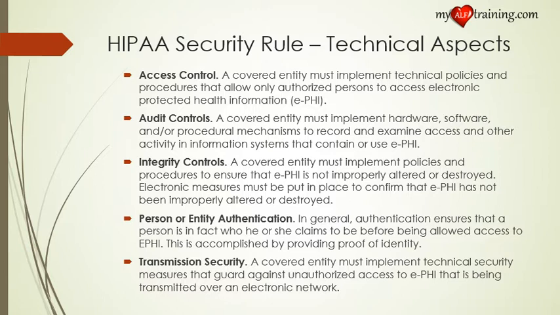Person or entity authentication. In general, authentication ensures that a person is in fact who he or she claims to be before being allowed access to ePHI. This is accomplished by providing proof of identity. Transmission security. A covered entity must implement technical security measures that guard against unauthorized access to electronic protected health information that is being transmitted over an electronic network.